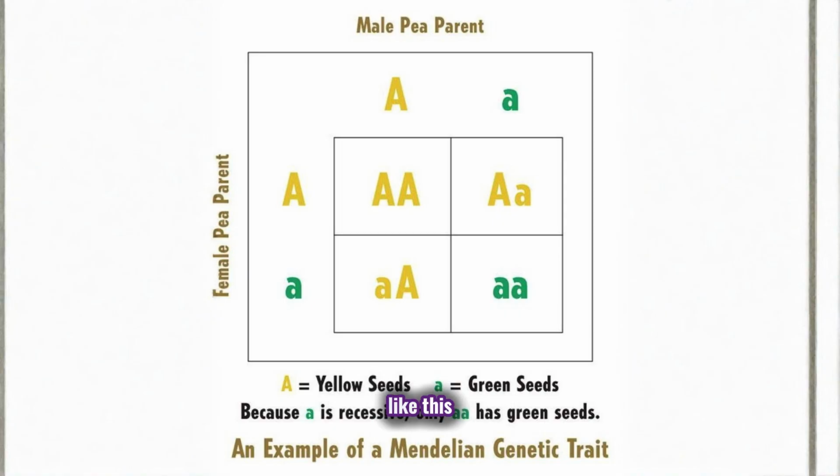Think of it like this. Dominant gene equals a loud voice in a crowded room. Recessive gene equals a whisper. Still there, just not heard until the room goes quiet. That's why shortness disappeared in the first cross. The tall gene was louder. But when 2 tall plants crossed, the whisper finally got heard, and short came back.